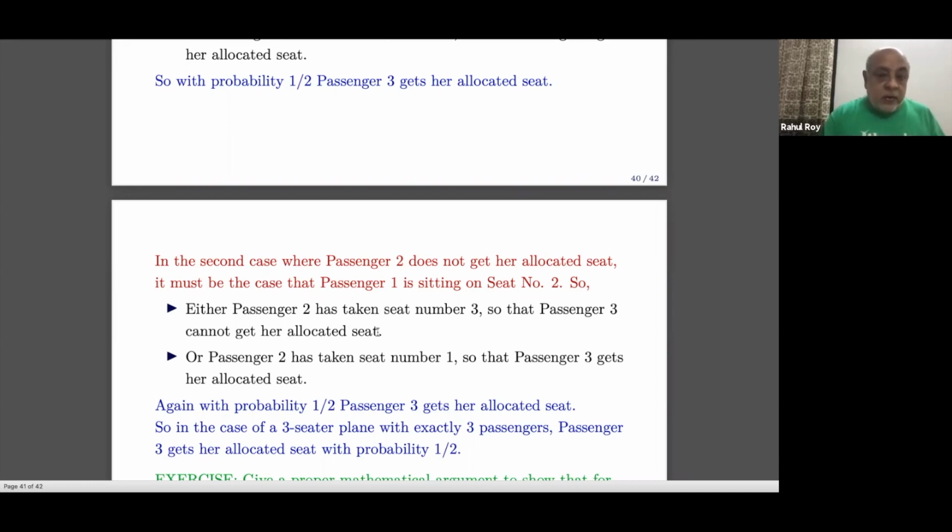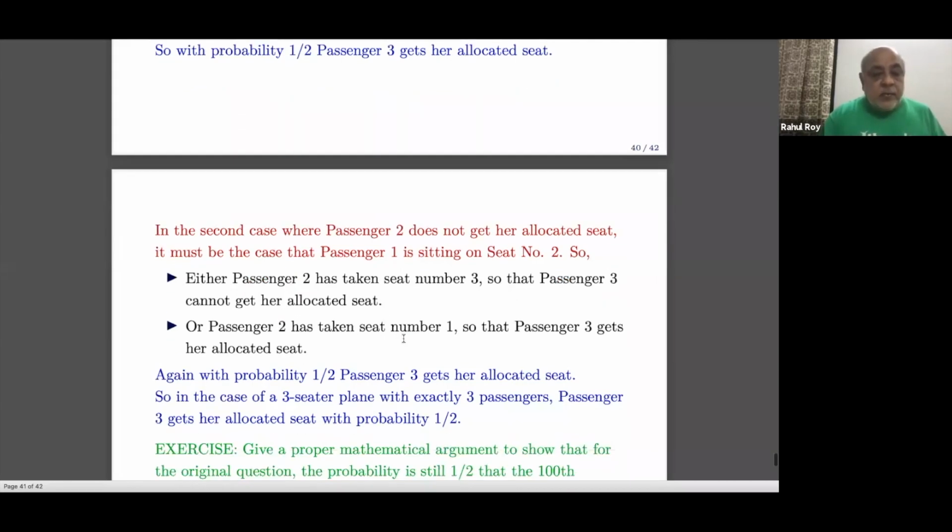And so passenger 3 does not get her allocated seat. On the other hand, if passenger 2 goes to seat number 1, then seats 1 and 2 are taken, because 2 is taken by passenger 1 and seat number 1 is taken by passenger 2, so that passenger 3 gets her allocated seat. In other words, in exactly one out of these two cases will passenger 3 get her allocated seat. So again, the probability is a half. So in the case of a three-seater plane with exactly three passengers, passenger 3 gets her allocated seat with probability half.